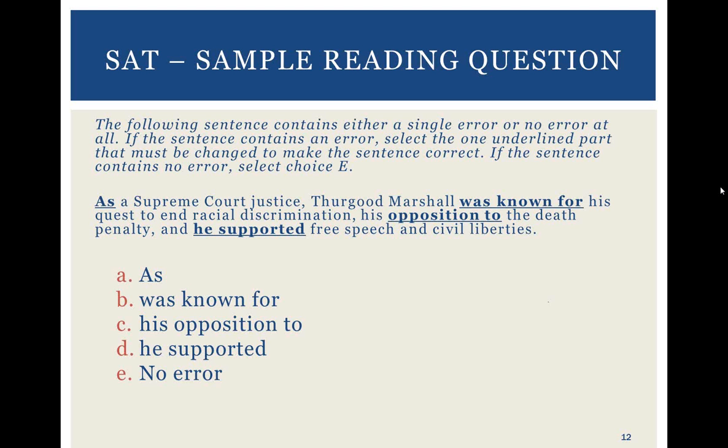As a Supreme Court Justice, Thurgood Marshall was known for his quest to end racial discrimination, his opposition to the death penalty, and he supported free speech and civil liberties. So, having heard that sentence, if someone asked you what is the mistake in English grammar in that sentence, what would you say? The poll's open now. Go ahead. I'd love to hear what your votes are. Do you think it was no error? Is it the word as? Is it was known for? Is it answer C, his opposition to, or D, he supported?